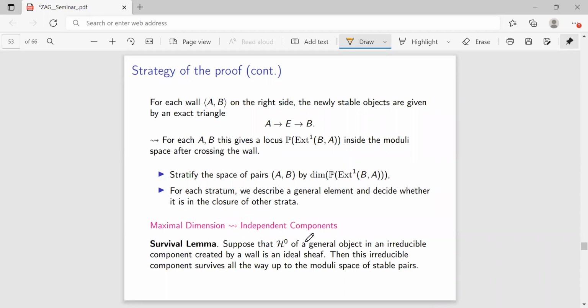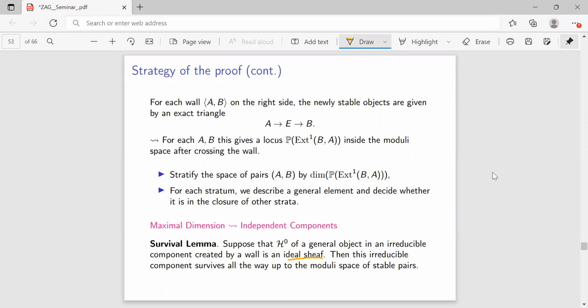And also, we have a lemma to show that when a component appears after a wall, then it will survive all the way to the large volume limit. If you have this property, if H^0 of a general object in an irreducible component which is created by a wall is an ideal sheaf, then that component will survive all the way to the large volume limit.